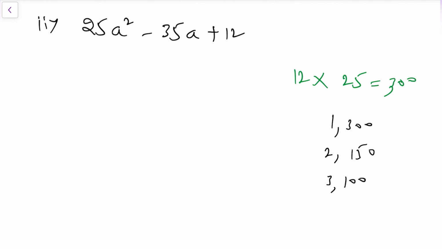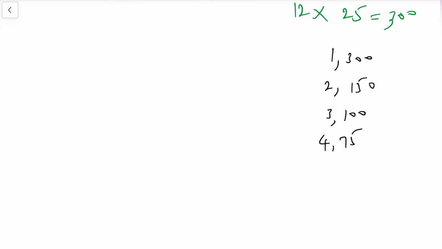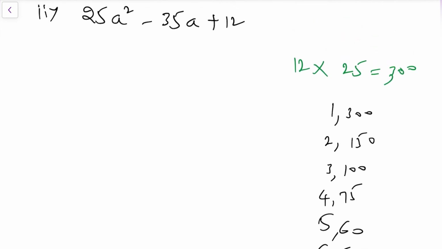Next in 4 table it will come, 4 75s. In 5 table also it will come, 5 60s. In 6 table also it will come, 6 50s. In 7 table it won't come. In 8 table it won't come. In 9 table it won't come. In 10 table it will come again, that is 10 30s, 300. It won't come in 11 table. It will come in 12 table because 3 and 4 it is coming, right? So it will come in 12 table also.